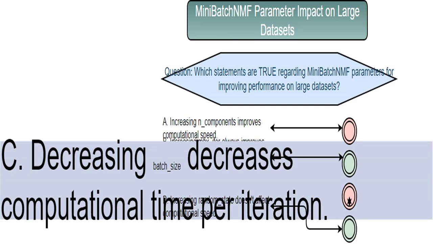I'd say that's false. Reducing BATCHSIZE, the amount of data processed in each step, might make each iteration faster, but you'll need many more iterations to process the whole dataset. The overall time often increases because of the higher number of iterations needed.